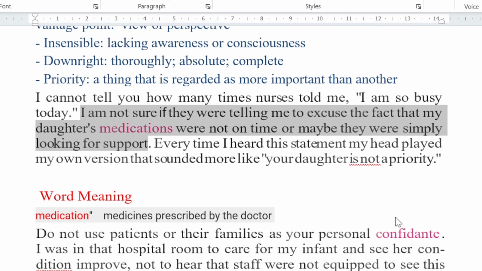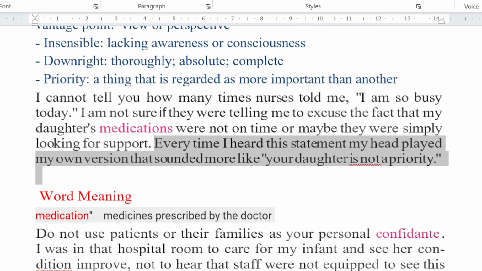She is unsure whether it was to apologize for the delay in her daughter's medication or if they were seeking emotional support. Every time I heard this statement, my head played my own version that sounded more like, "Your daughter is not a priority." So whenever the speaker heard the nurses say they were busy, it meant to the speaker that the nurses were implying that her daughter was not a priority.